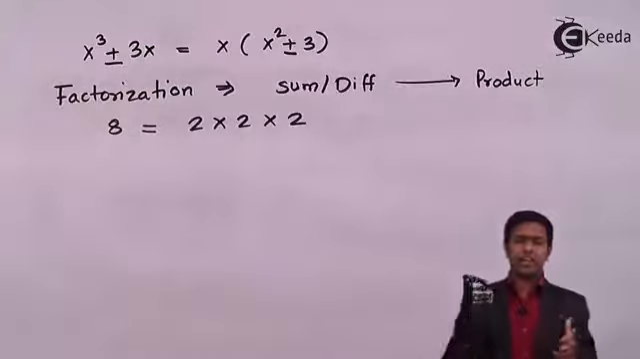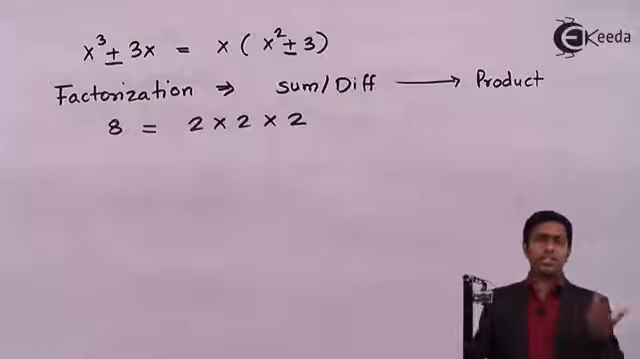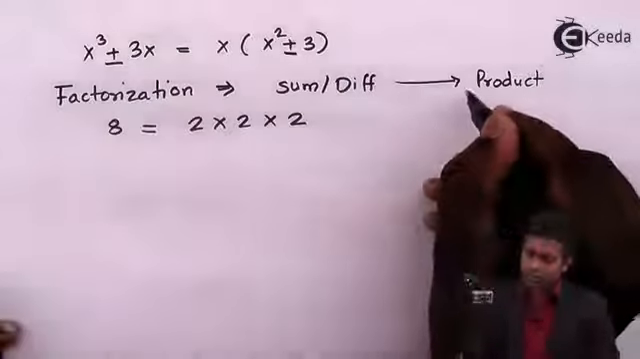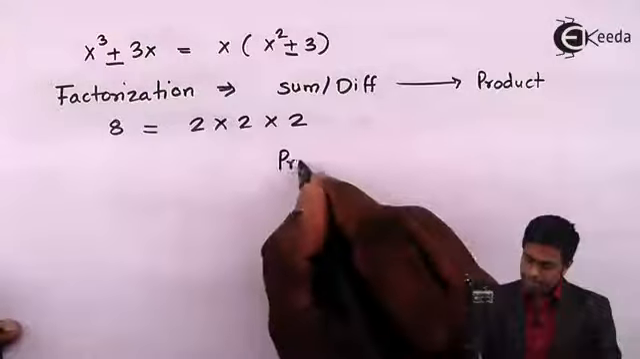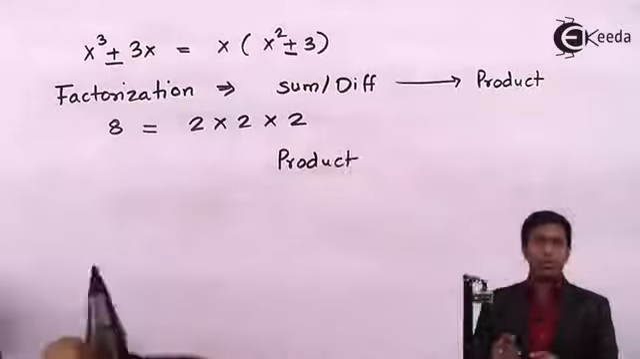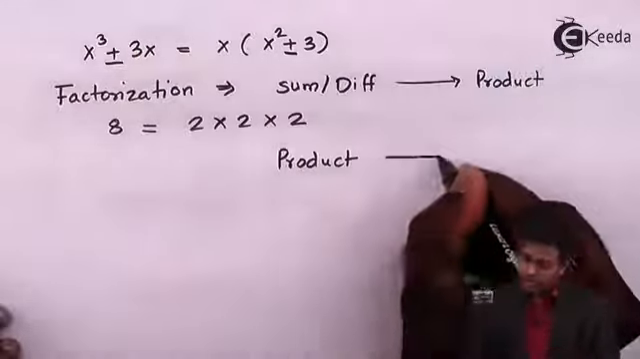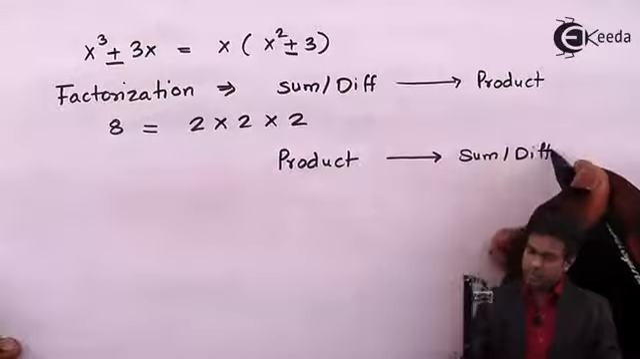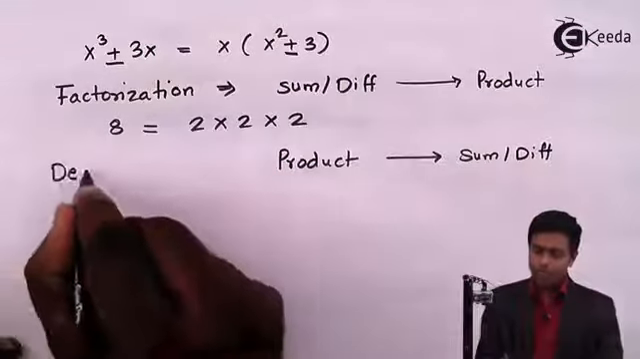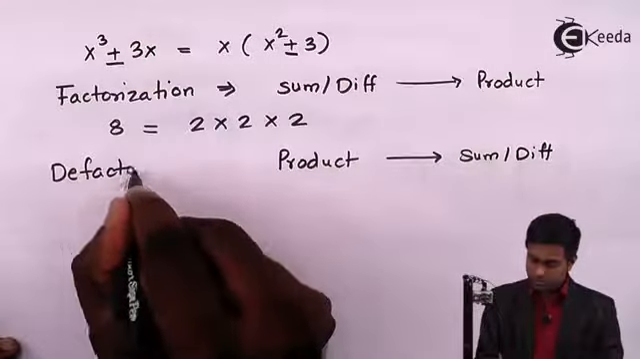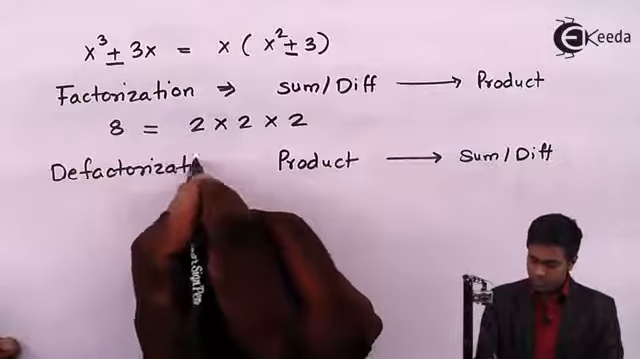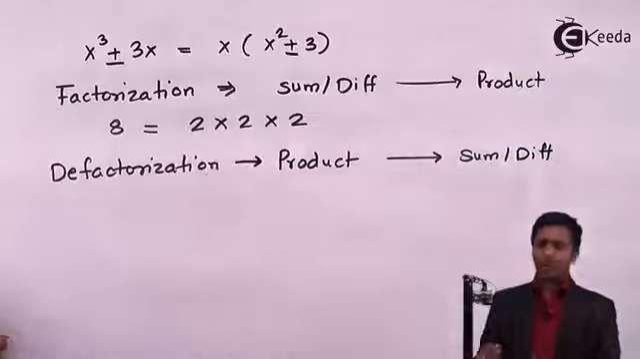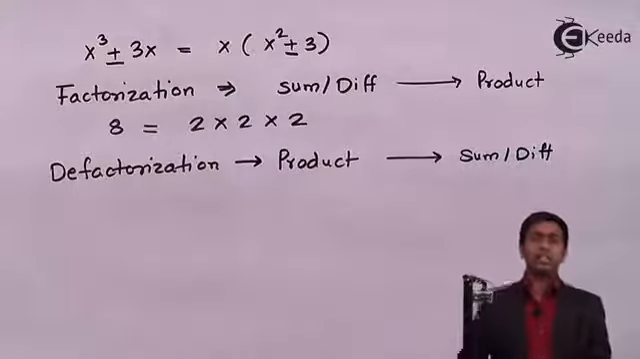Then what is defactorization? Defactorization is the reverse process. Whenever we convert the product of two or more terms into a sum or difference, it is called defactorization. So this is the general meaning of factorization and defactorization in mathematics.